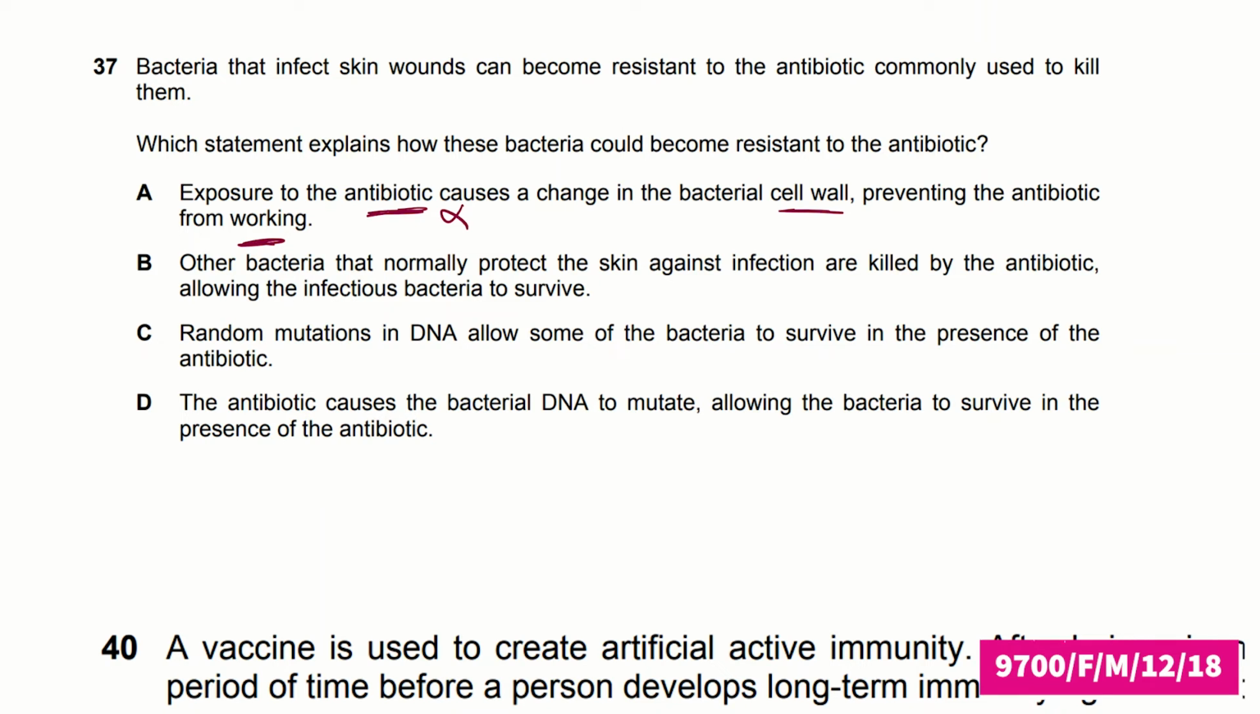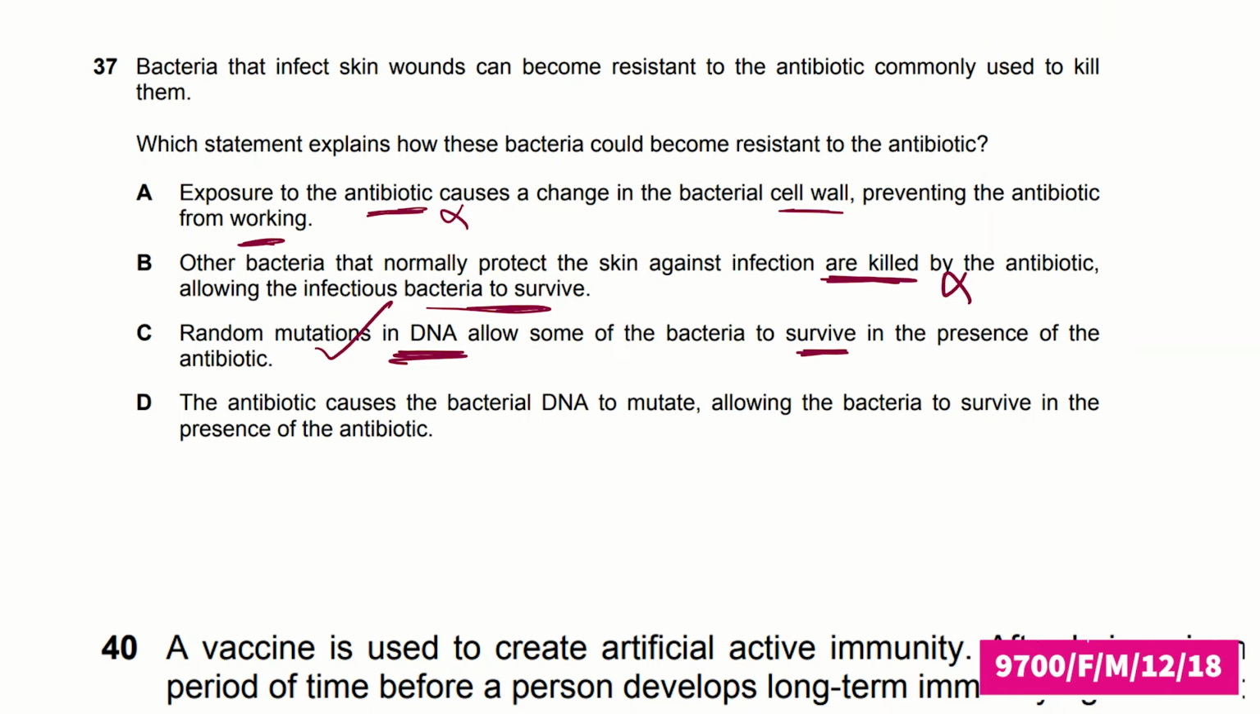Now for B, other bacteria that commonly protect the skin from infections are killed by the antibiotic, allowing the infectious bacteria to survive. So, that they are killed in the first place does not mean that the infectious bacteria are resistant. Therefore, this is incorrect. For C, random mutations in DNA, which is correct. Mutations happen randomly and they have nothing to do with the introduction of antibiotics, allowing some of the bacteria to survive in the presence of the antibiotic.